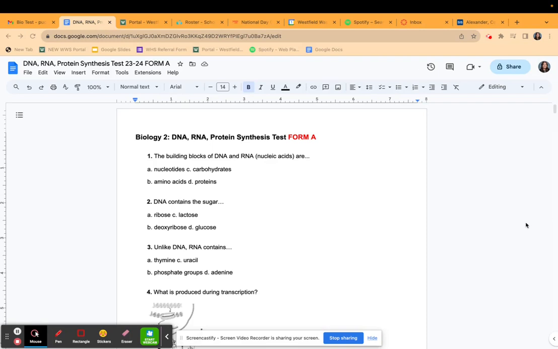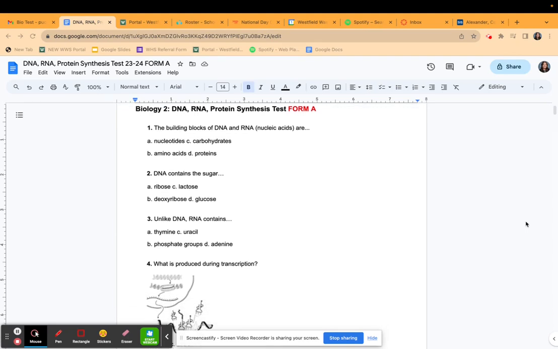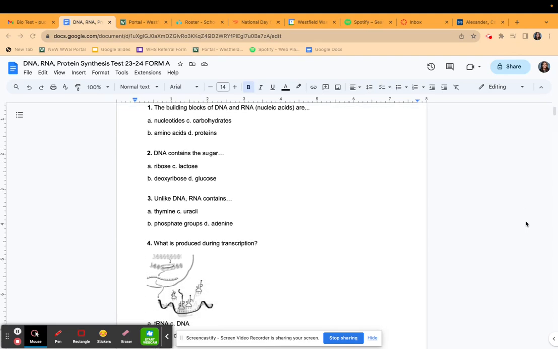Number 2. DNA contains the sugar: A. Ribose, B. Deoxyribose, C. Lactose, or D. Glucose. Number 3. Unlike DNA, RNA contains: A. Thymine, B. Phosphate groups, C. Uracil, or D. Adenine.